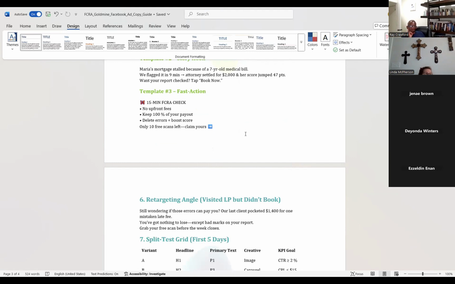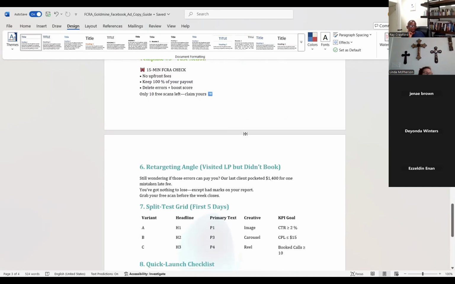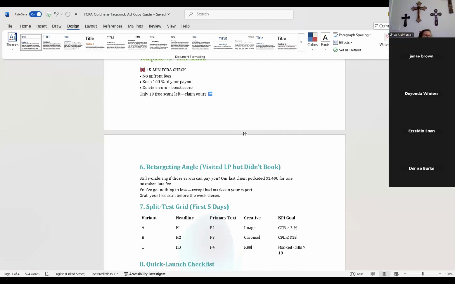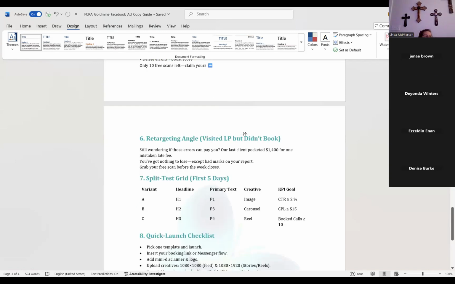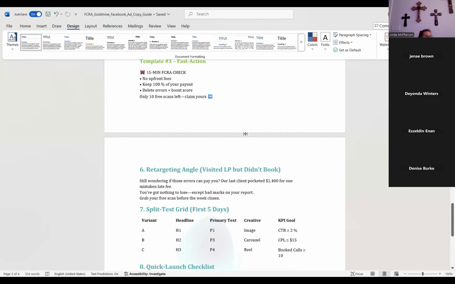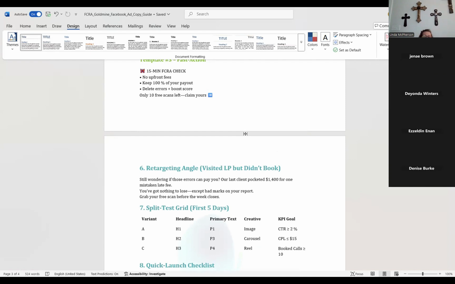So here's a 15-minute FCRA check. Know 100% of your payment, delete errors, plus boost your score. And then this one used a little scarcity: only 10 free scans left. I'm not sure I'd call it a scan, but I don't know what you would call it. Only 10 free scans left, claim yours. I thought that one would be pretty good because honestly, there's not too much downside to doing that.